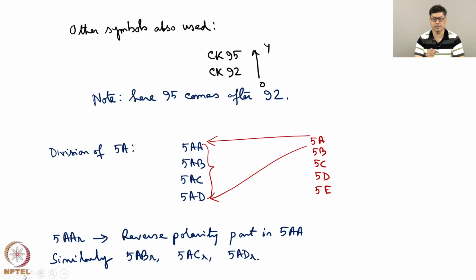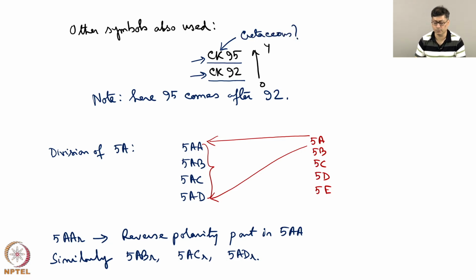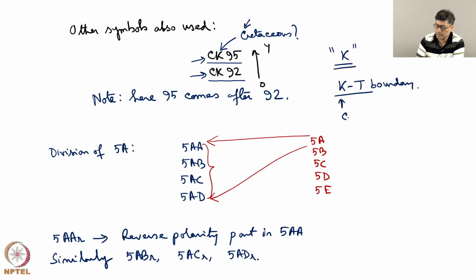We do have other symbols; different authors have used different symbols. For example, we may find CK92 and over that CK95, and C here is a C series. I am asking the students to check, do you think K is the Cretaceous? Look at the magnetostratigraphic chart and try to work it out. Note, the word Cretaceous starts with C, but there are some cases when Cretaceous is represented by K also. For example, when we say the KT boundary, this indicates the Cretaceous-Tertiary boundary.